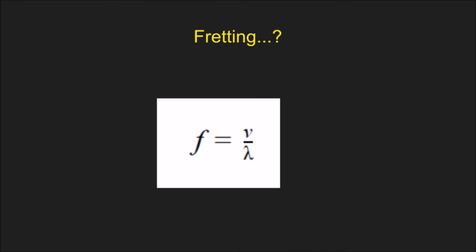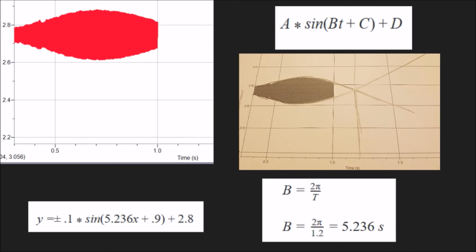Have you ever played two notes that are right next to each other on a piano and gotten a sound similar to this? Those are called beats. And after playing around with some numbers, we found that the equation is y equals plus or minus 0.1 times sine of 5.236x plus 0.9 plus 2.8. Now we'll give it back to Sarah to tell us about tone color.